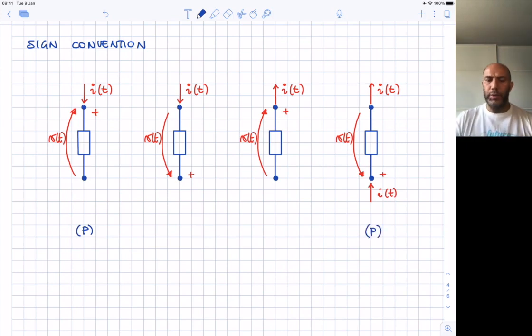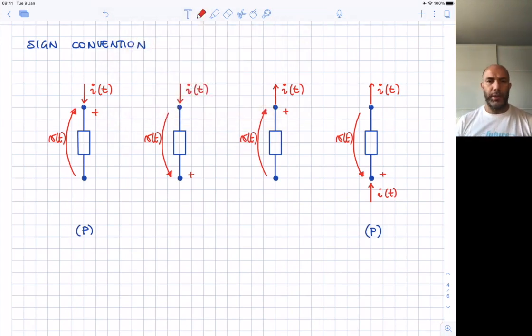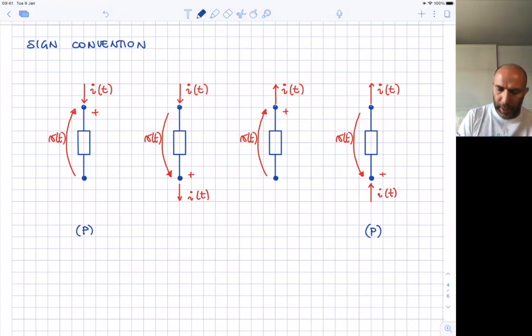While in the other two cases, we have the current that is flowing outside the plus terminal, because in the first case, the current is flowing inside the top terminal, so it is flowing outside the bottom terminal. And in the second case, the current is flowing directly out of the plus terminal. We call this combination of voltage and current A combination.